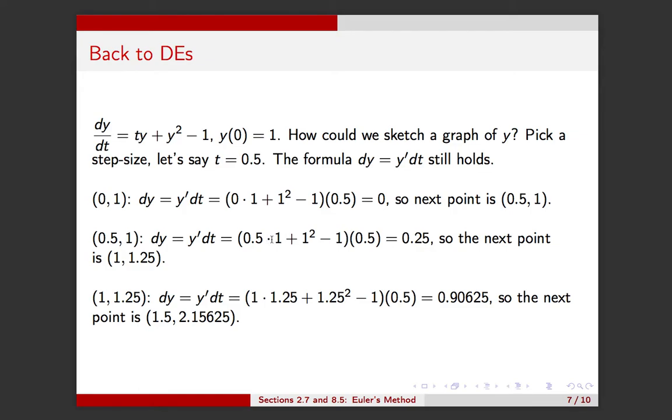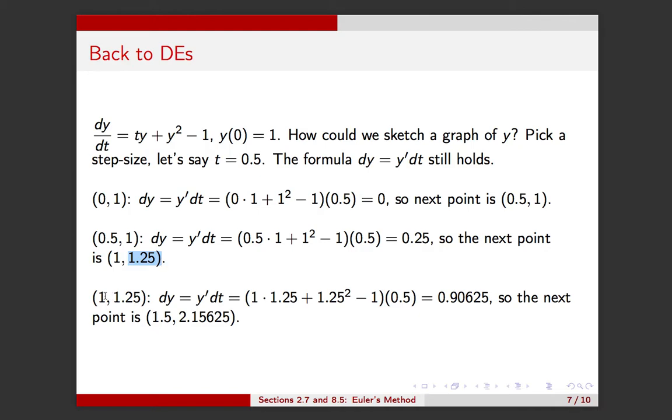So what is this? This is 1/2 plus 1 minus 1, times 1/2, which gives me 1/4. So what does that mean? When I take my 1/2 step to the right so that the t value is now 1, I have increased y by 1/4. So if y used to be 1, y is now 1 1/4, and so on. I have one more move here. You can just keep doing this off to infinity if you feel like it.